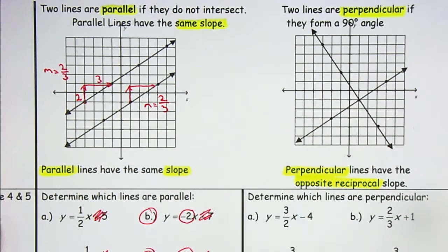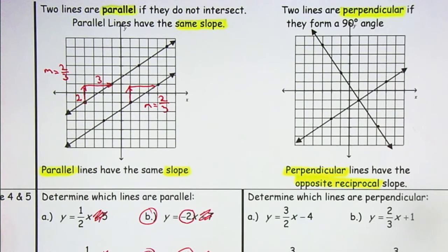Why are they parallel? Because they have the same slope.